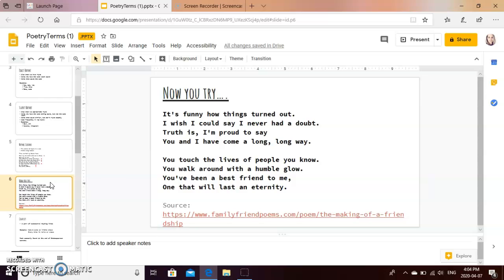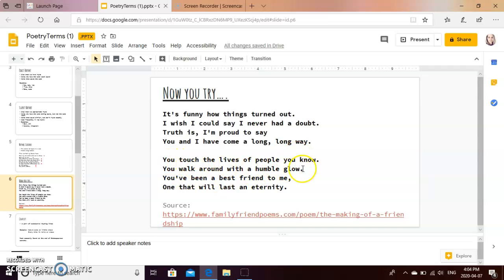So if we look at the first stanza at the top, it's how things turned out. I wish I could say I never had a doubt. Out and doubt rhyme, they would both be labeled A. And this one would also be labeled A. Then, I'm proud to say, you and I have come a long, long way. Say and way rhyme, but they don't rhyme with the A lines up here. So these both get a new letter label and they will both be labeled B. So far we have A, A, A, B, B.